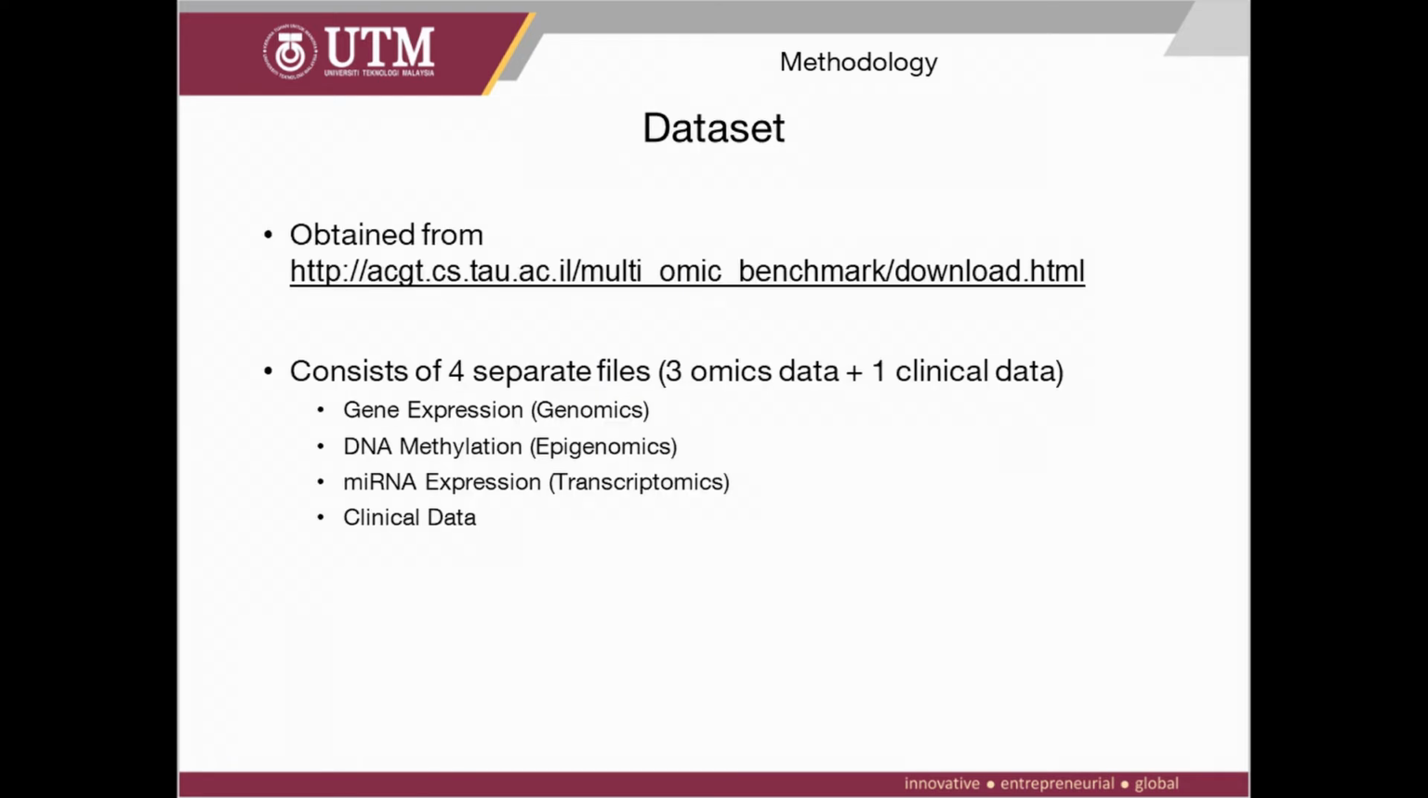The raw dataset downloaded from the website contains 4 different files, which are the 3 omics data and 1 clinical data. The 3 omics data include gene expression or genomics, DNA methylation or epigenomics, and miRNA expression or transcriptomics. The clinical data, on the other hand, contains many other pieces of information about the patients, but the main concern is the patient ID and the class label of whether or not the patient has lung cancer.